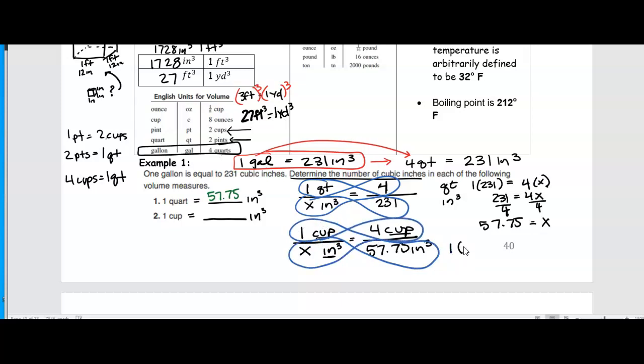So 1 times 57.75 equals 4x. And then I'm going to divide both sides by 4. So essentially I'm doing 57.75 divided by 4, and I end up getting x equals 14.4375 cubic inches. So my answer I'm just going to write over here is 14.4375 cubic inches.